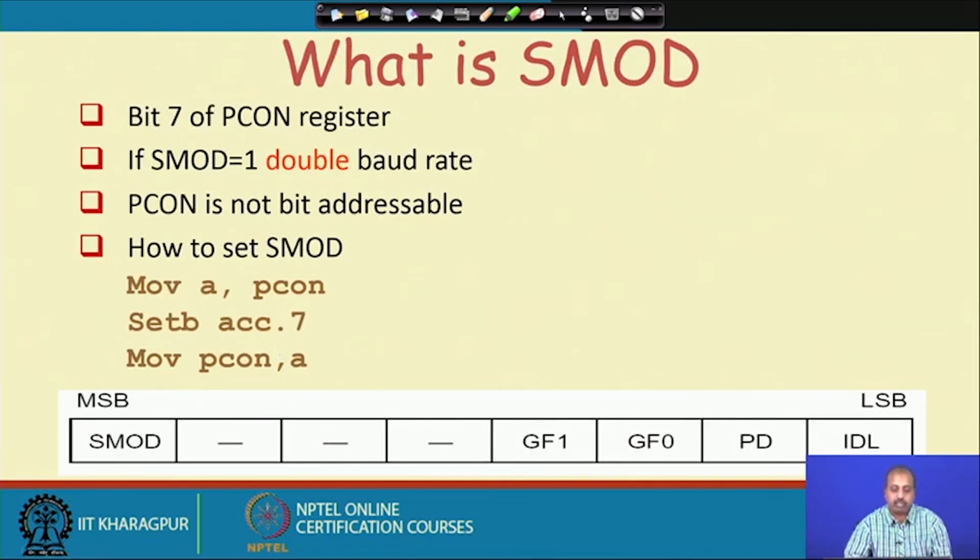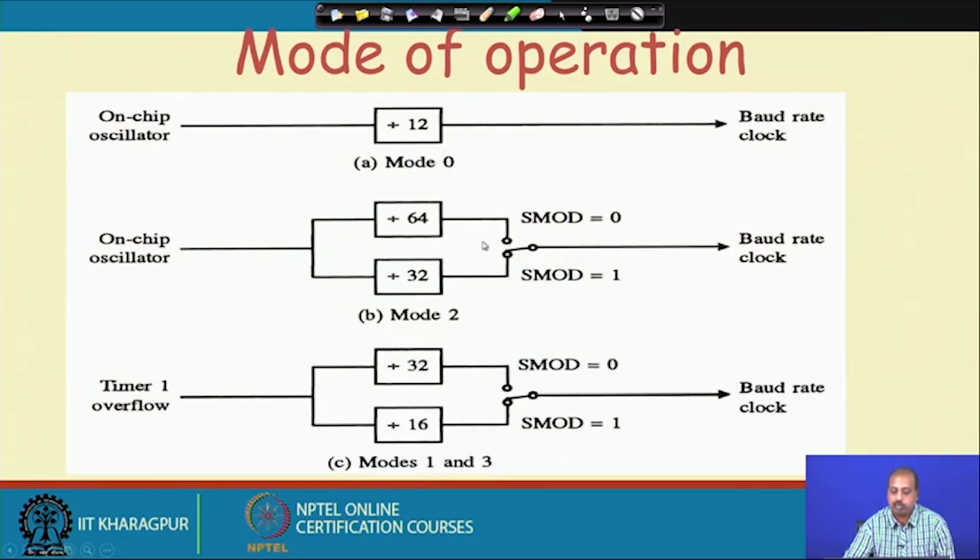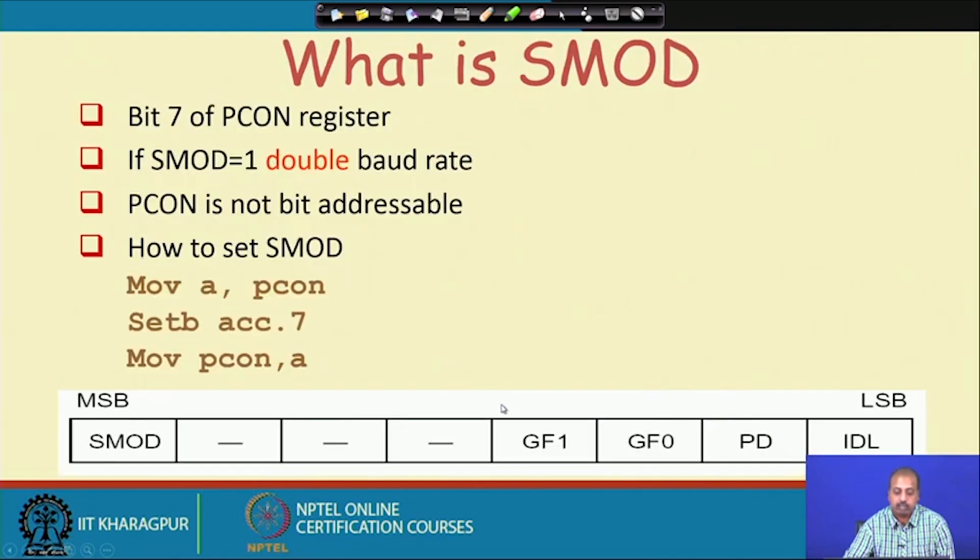SMOD is bit 7 of the PCON register. PCON is the power control register. If SMOD equal to 1, then double baud rate is used. If you look at this diagram, we said that SMOD equal to 0 gives 64 and SMOD equal to 1 gives 32. Similarly, here SMOD equal to 0 is 32 and SMOD equal to 1, the clock is divided by 16. So, the clock frequency will be higher if you make SMOD equal to 1. That is controlled by bit number 7 of the PCON register.